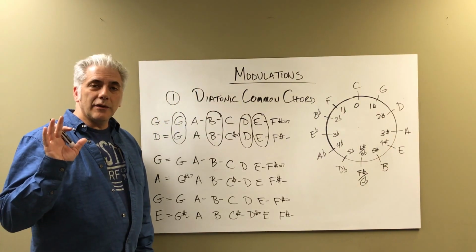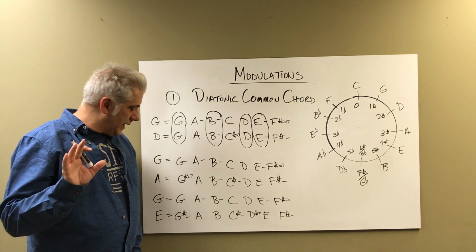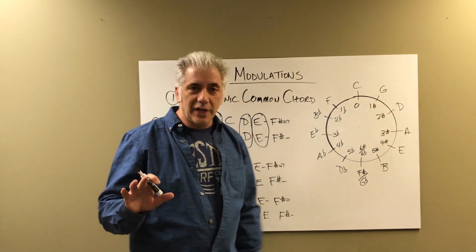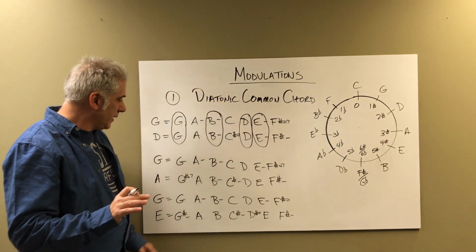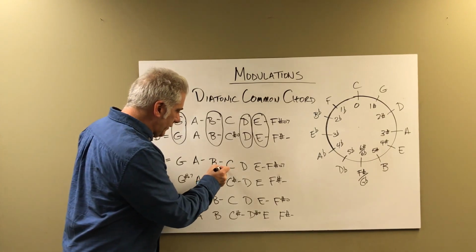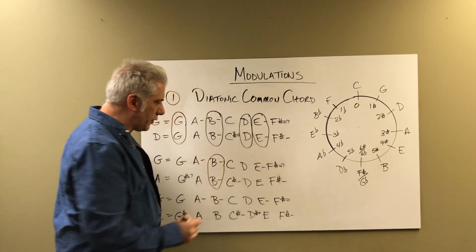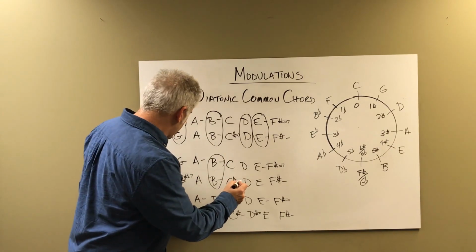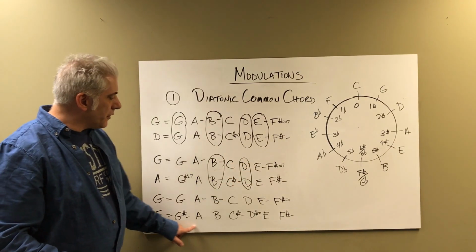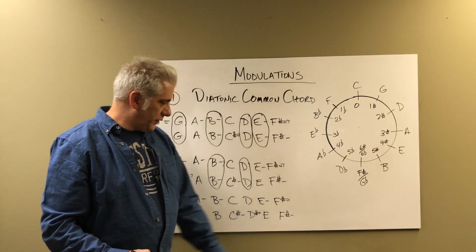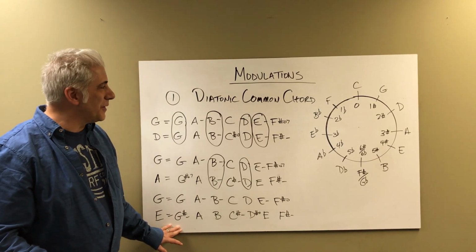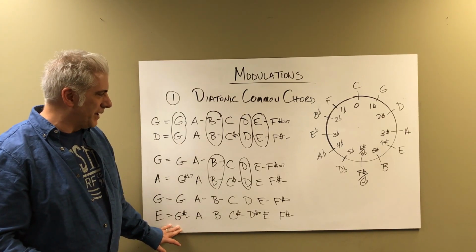Okay. I've written out G and A major together and G and E major together. So I'm going further around the circle of fifths here to see how many common chords we have. If you look at the key of G and A major, there's really only this. B minor is common between the chords, and D major is common between the two keys. Okay. If you look at the key of E major, there are no common chords between the two keys. So this is not a candidate for common chord modulation, for diatonic common chord modulation.